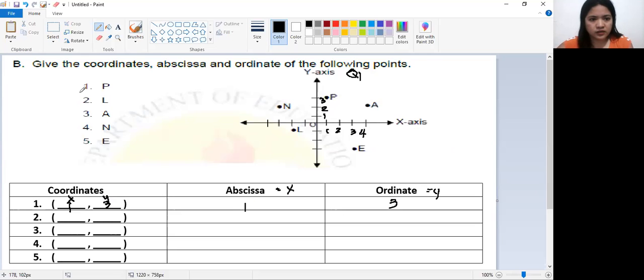Next, so we're done with 1, P. So we have 1, 3. Next is L. We're looking for L. So, andito siya. Take note quadrant 1. This is quadrant 2. This is quadrant 3. And this is quadrant 4.